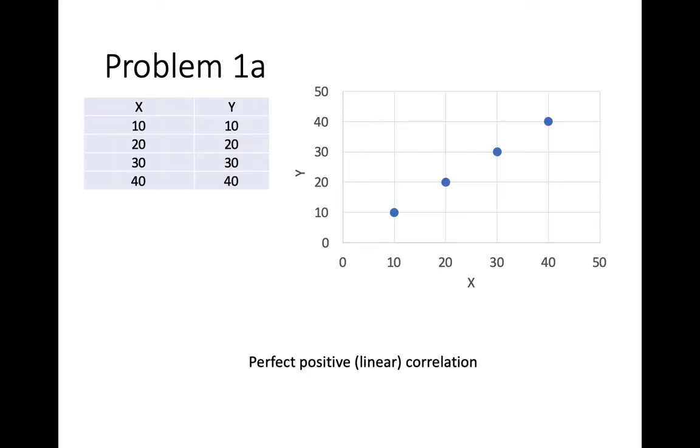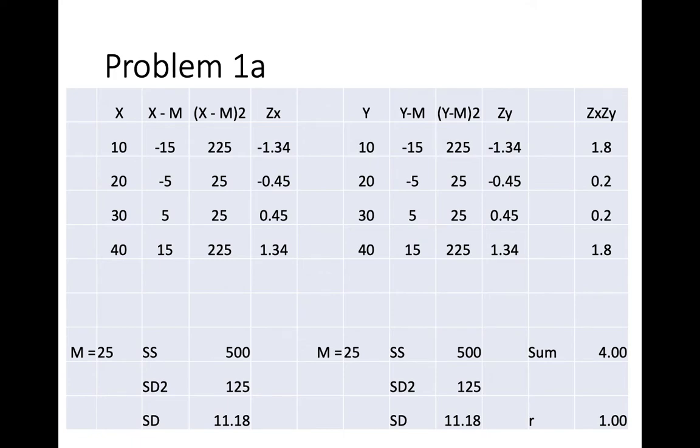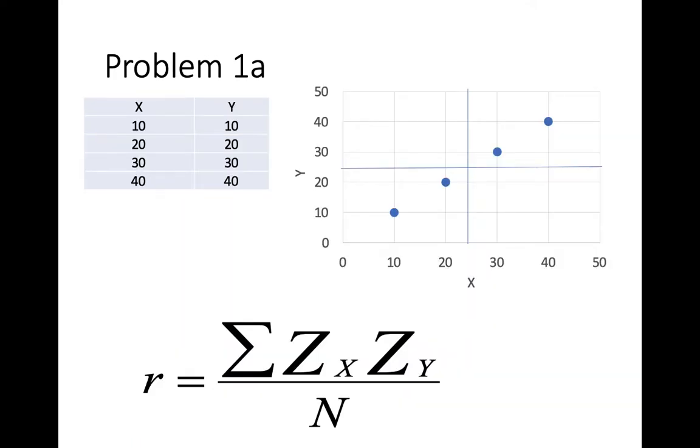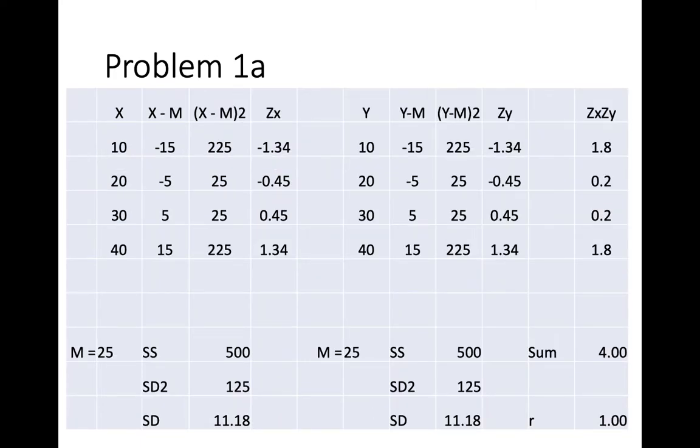But what we have to do, I didn't provide the formula, but maybe it's right here. There it is. What we have to do to use this formula is we've got to transform our X score to a Z score, and we've got to do that same thing with our Y score. Once we transform each of our raw X scores into a Z score, and once we transform each of our raw Y scores into a Z score, we multiply those Z scores together.